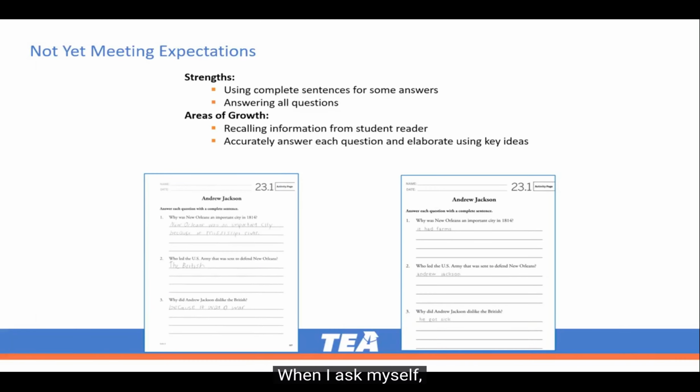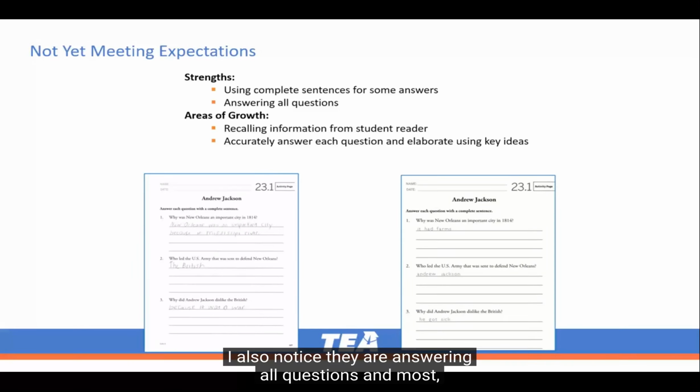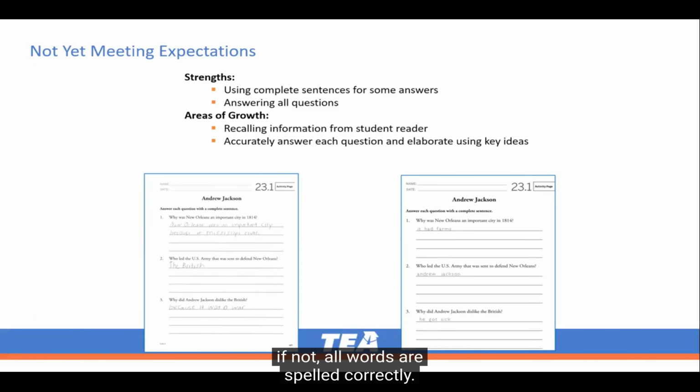When I ask myself what these two students can do, I see right away that they both are using complete sentences for some answers. I also notice they are answering all questions, and most, if not all, words are spelled correctly. When I think about what they cannot yet do, both students did not accurately recall information from the reader to answer the questions correctly. This is definitely a place where I can help them grow.